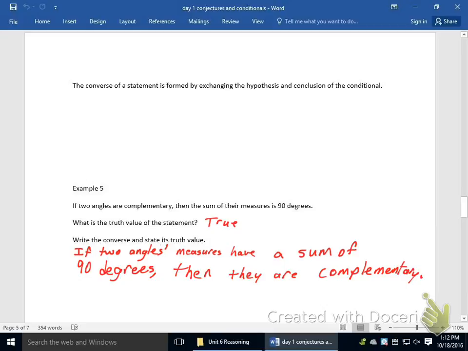All right, so here's something special that happens. When the statement is true and the converse is true as well, as is the case here, if two angles' measures have a sum of 90 degrees, then they are complementary. That means what we have here is a definition. This is exactly what it means for angles to be complementary. And this is exactly what it means when angles have measures that add to 90 degrees. So they are complementary. So this is a definition.